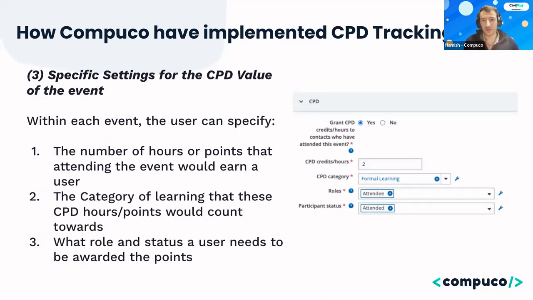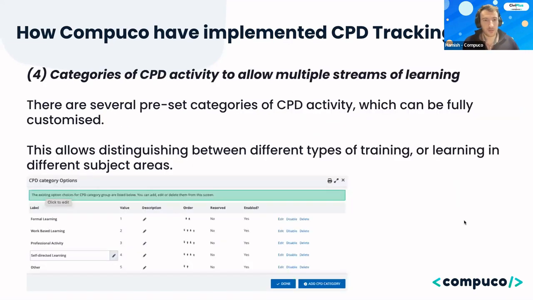So on any given event, we can turn CPD on. We can say that attending is going to be worth a set number of credits or hours. And in a detail that we'll come on to later, we can also categorize the CPD into one of the categories. But most specifically, we can determine who it applies to. So which type of event attendee, be they regular attendees, speakers, and so on, and also what status they need to be in to actually be awarded those points and for it to count against their name. Obviously, in any event, you want the trainers or the observers attending. You want to be able to specify exactly who gets that CPD attributed to them.